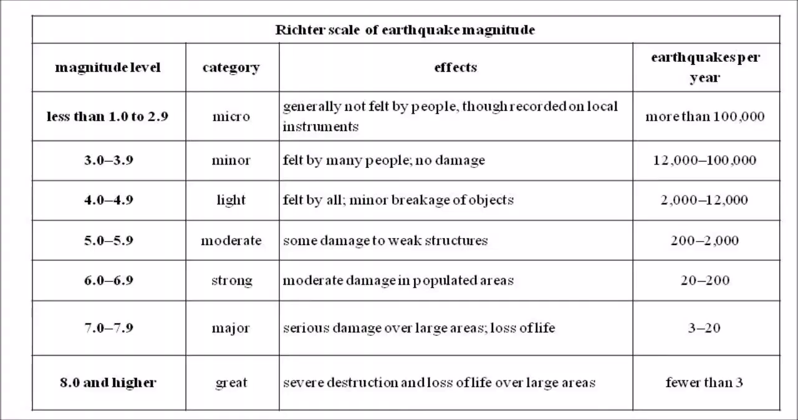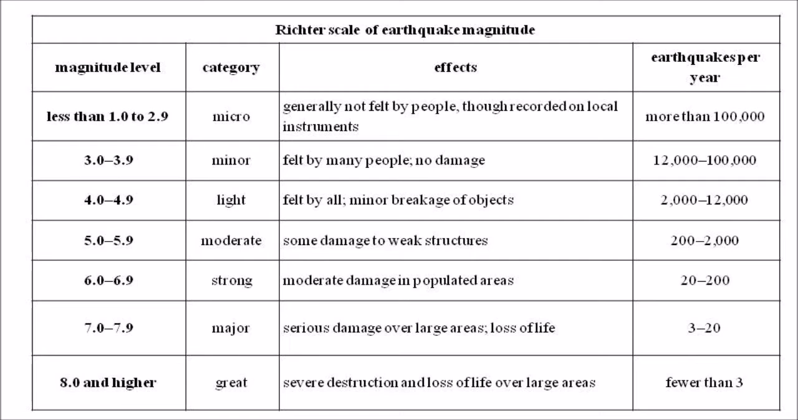In order to identify the magnitude of an earthquake, the Richter scale is designed, and the different magnitudes recorded on the Richter scale are as follows. A Richter scale reading between 1 and 2.9 is categorized under micro earthquakes, and the effects are generally not felt by people, though they are recorded on local instruments. Every year, more than 1 lakh of these micro earthquakes happen throughout the globe.